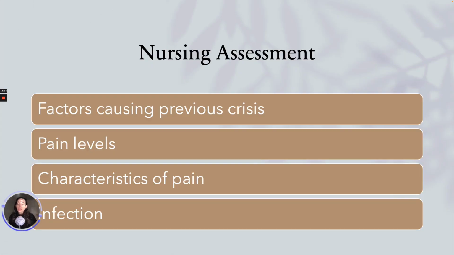So our nursing assessment should include factors causing previous crises. We should identify the factors that precipitated previous crises in the patient and the measures the patient uses to prevent and manage the crises. We should be assessing pain levels, and we should be using a pain intensity scale. We should be assessing the characteristics of the pain, the quality, frequency, and factors that aggravate or relieve the pain. We should be looking for signs of infection because they're susceptible to infection.